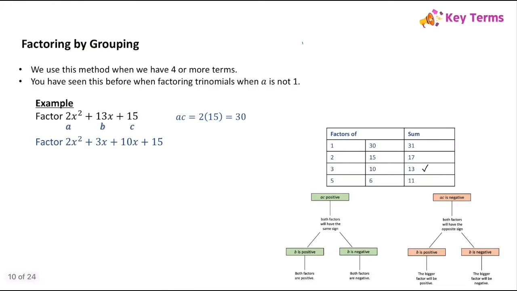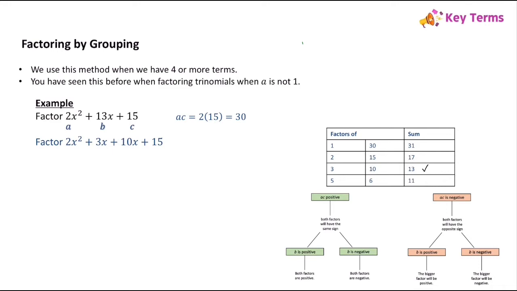So we can also do factoring by grouping, okay? And this is a method that we use when we have 4 or more terms. And you've actually seen this before. This is a method that we used when you learned how to factor trinomials back in Algebra 1, and we used it when a is not 1.